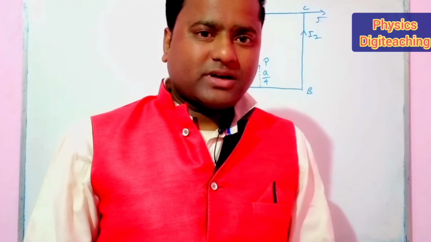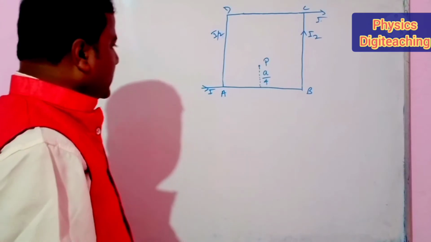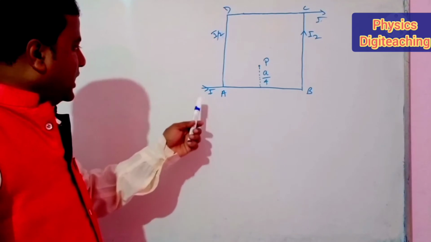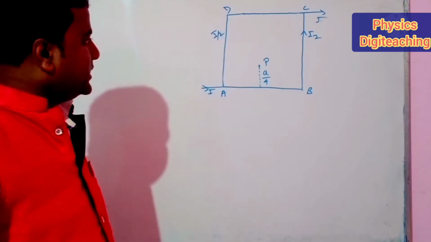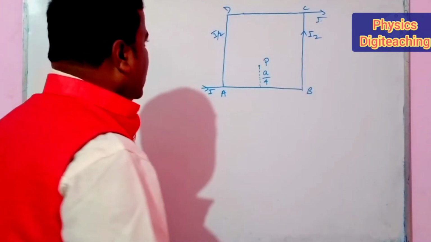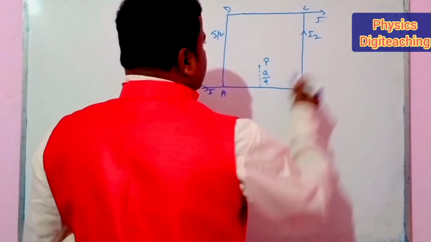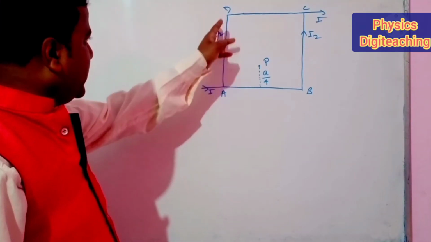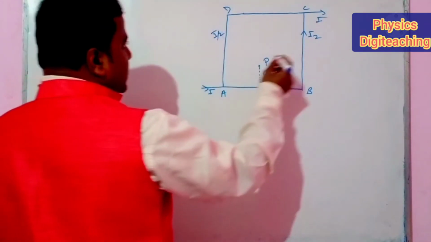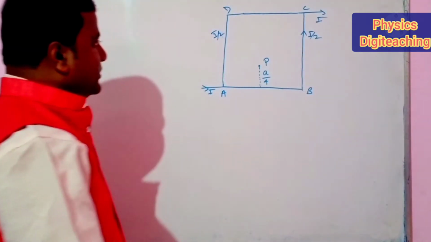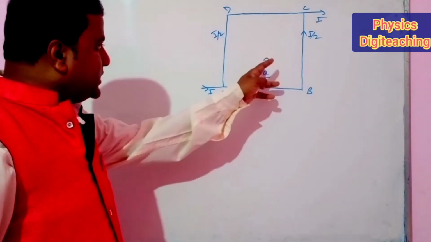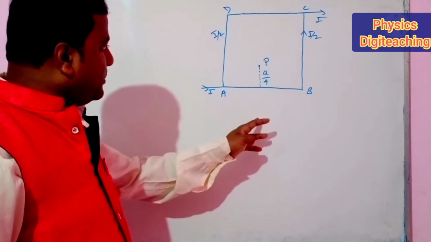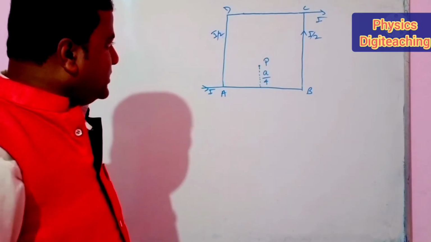Okay, let's start to solve our problem. Here ABCD is a square frame. A current I enters the circuit and the same current I leaves the circuit. Obviously, this current I will be divided into two equal parts. This is I by 2 and this also I by 2. Here P is a point at a distance a by 4 on the perpendicular bisector of AB.